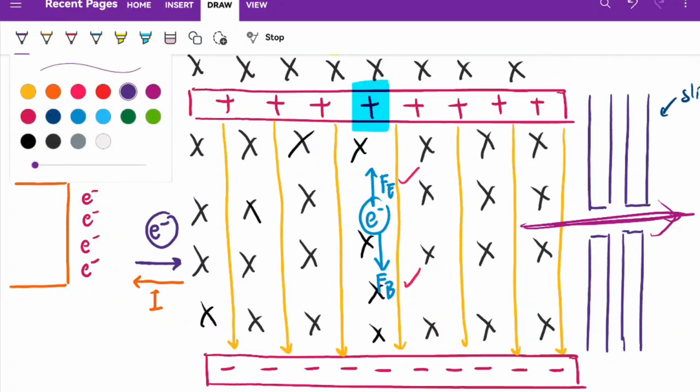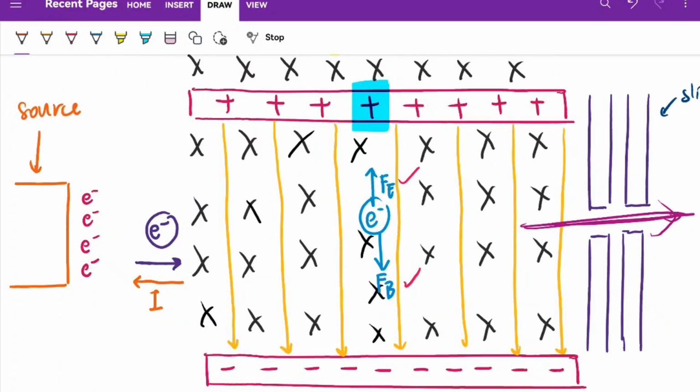Now, let's look at the rest two cases. What if it goes up? Okay, let me change the color. What if it goes up? If it goes up, that means the electric force is more than the magnetic force, because you are more inclined towards the positive plate. That means your electric force is getting higher. That means you are more attracted upwards. So your electric force is greater than your magnetic force.